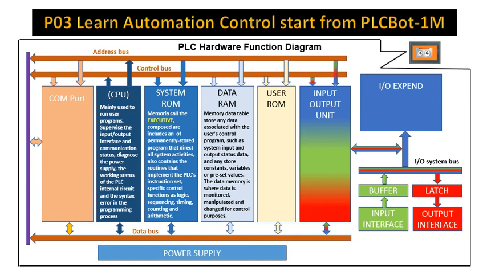The data table stores any data associated with the user's control program, such as system input and output status data, and any stored constants, variables or preset values. The data memory is where data is monitored, manipulated and changed for control purposes. The program area is where the programmed instructions entered by the user are stored as an application control program.